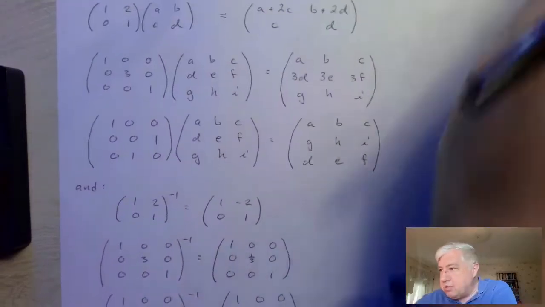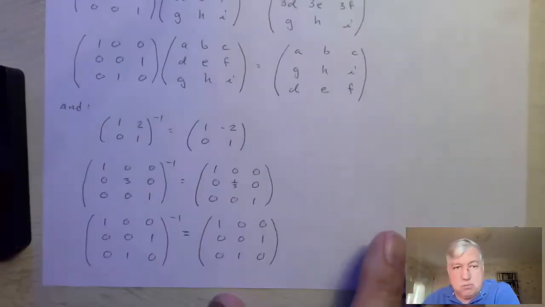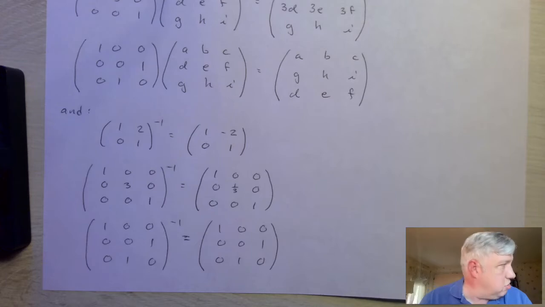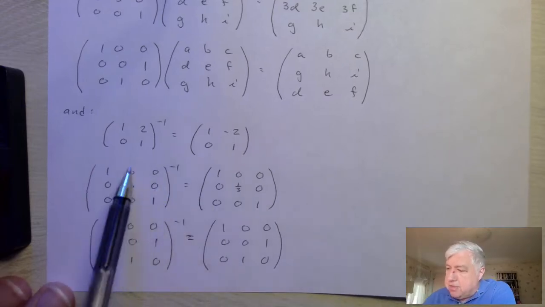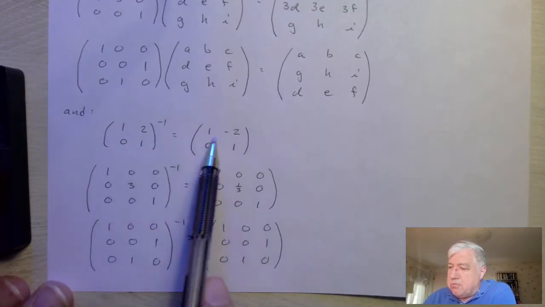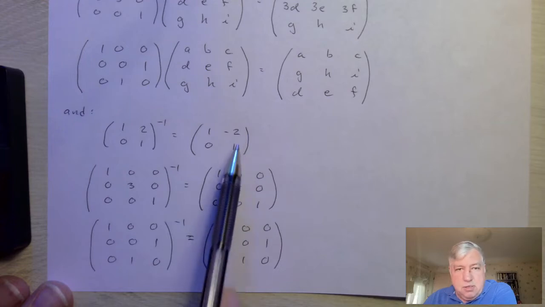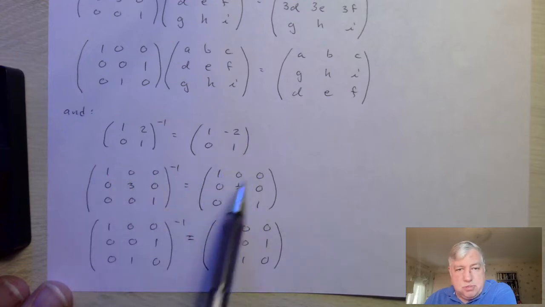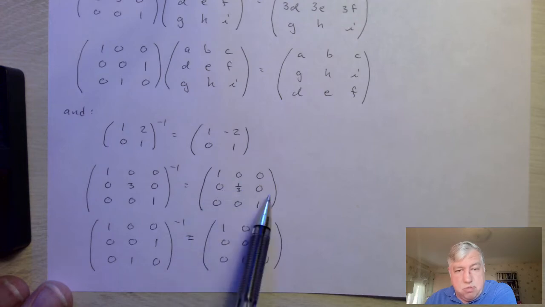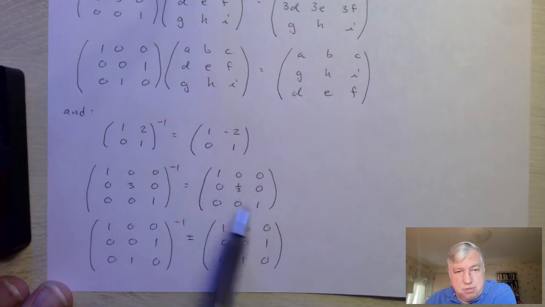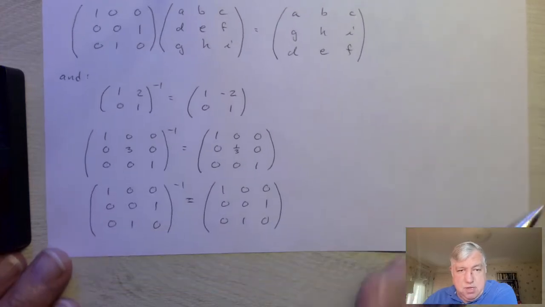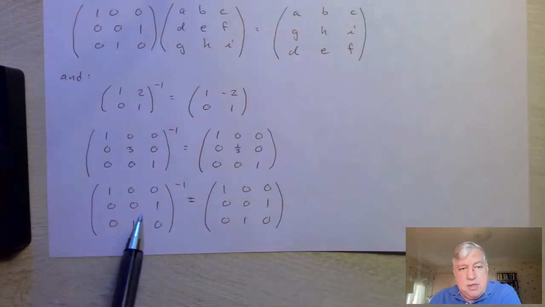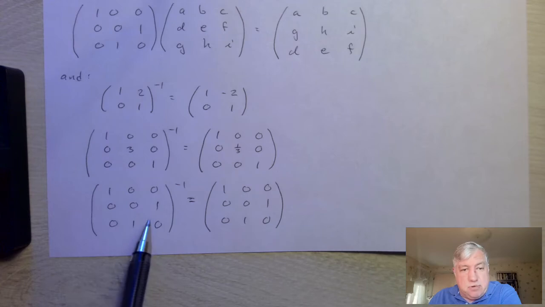We also will see that these matrices are invertible. And that just goes back to knowing that the elementary row operations are in fact invertible. The inverse of 1, 2, 0, 1 is 1, negative 2, 0, 1. The inverse of this matrix is just 1, 0, 0, 0, 1/3, 0, and 0, 0, 1. You can check all of this. And we're going to see that in this case, this matrix is its own inverse.